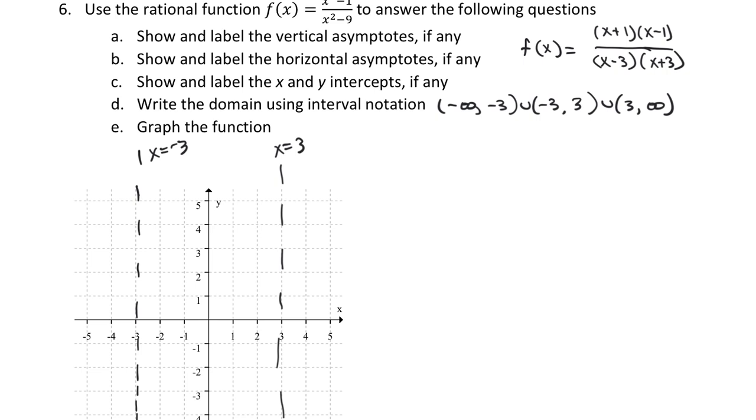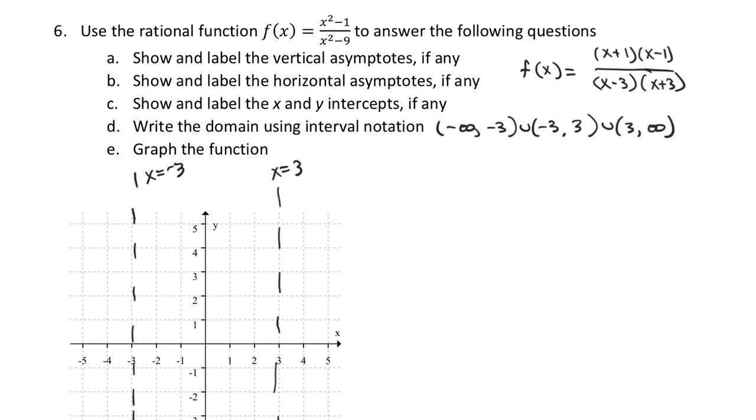Now the horizontal asymptote is comparing the degree of the numerator to the degree of the denominator. In this case, we have degree 2 divided by degree 2. If they're the same degree, remember you divide the leading coefficients. 1 divided by 1 is 1. So the horizontal asymptote is the line y equals 1. For the x and y intercepts, if we're going to find the x-intercept, we're going to let y equal 0.